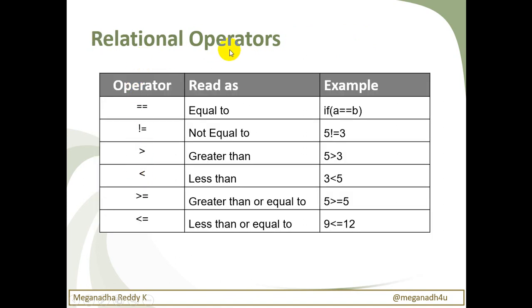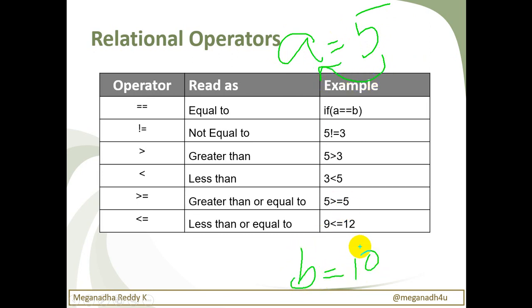Now relational operators. As the name itself suggests, relational operators will tell the relation between two operands. We'll be using equals to in an if condition. So in C language or any programming language, when you write a is equal to 5, this is for assigning the value 5 to a. When you write b is equal to 10, that's assigning value 10 to b. So this is called the assignment operator. But the double equals to is used to check if both are equal or not. So that's why, for the relational operator, here we are checking whether these two are equal or not.